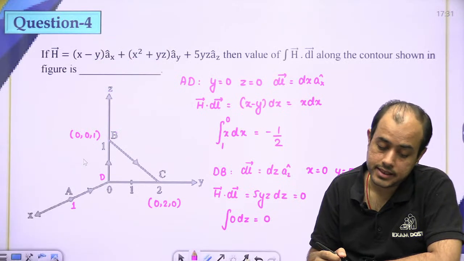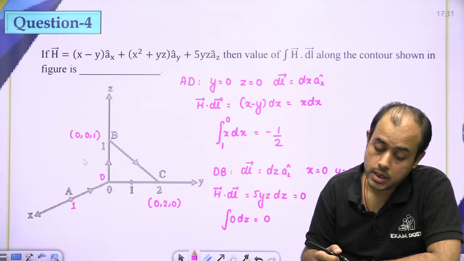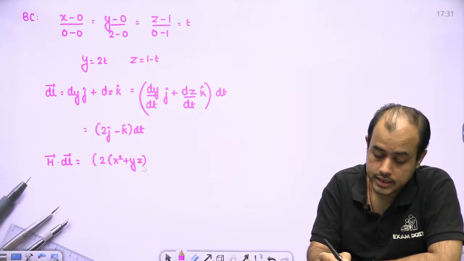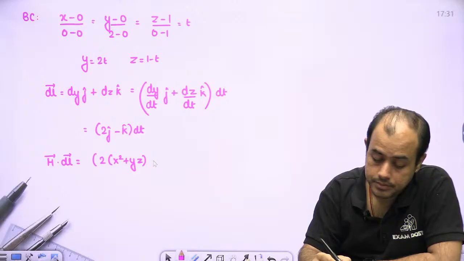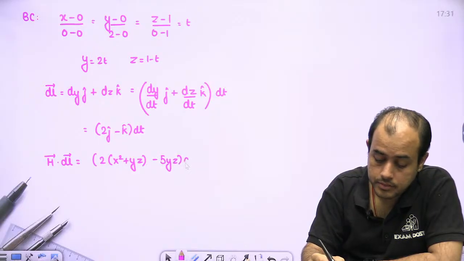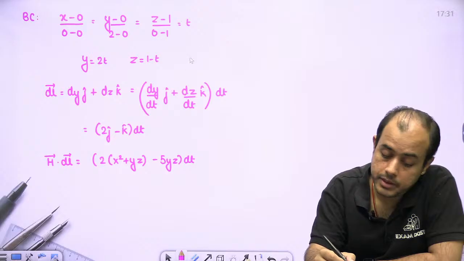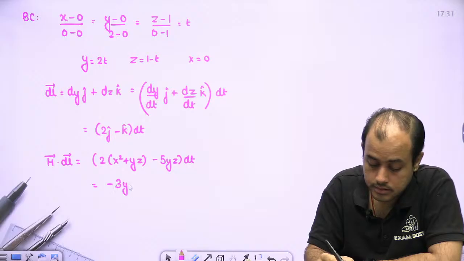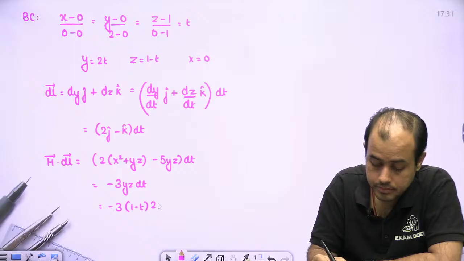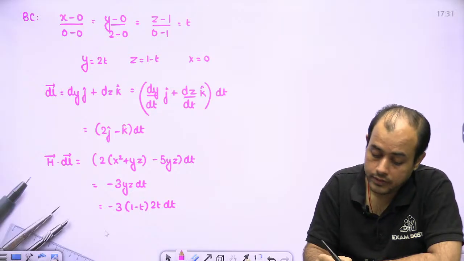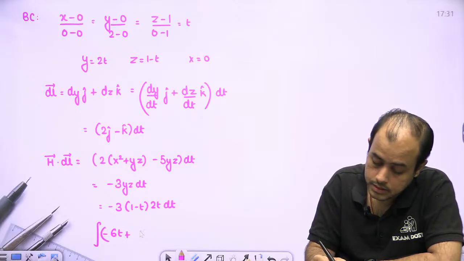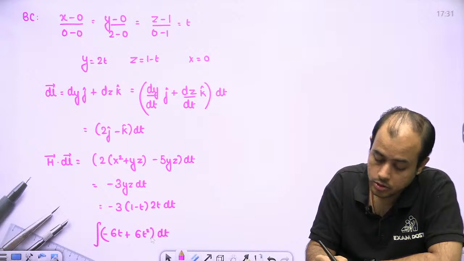okay, and x will remain 0 in BC. x square plus yz j into j, 5yz times minus 1. Now x will be 0. So 2yz minus 5yz, and always remember t will go from 0 to 1.